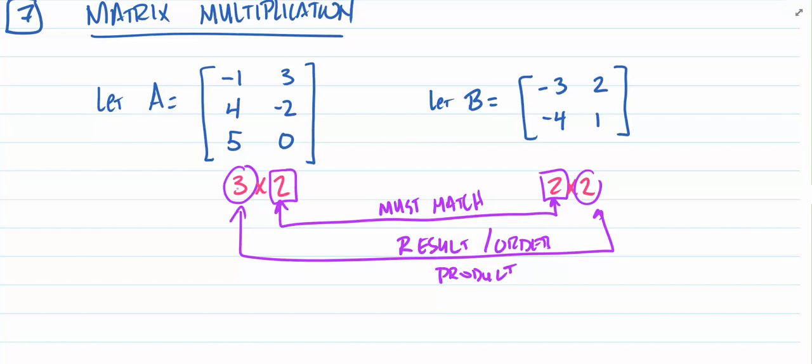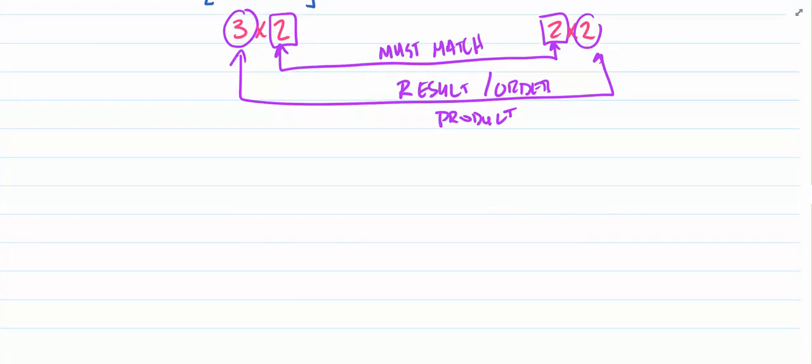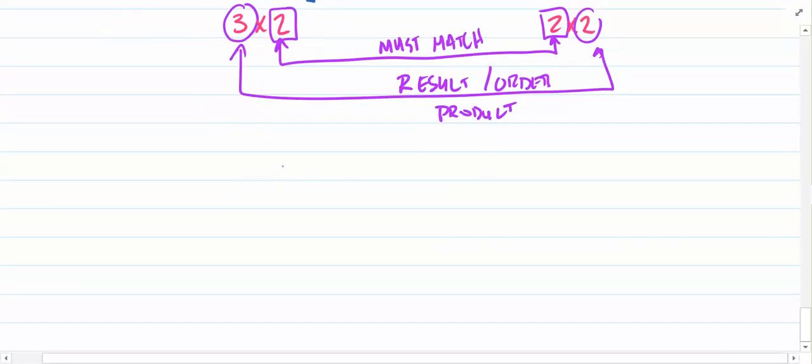Let's say I have a 2 by 3 and a 3 by 5. Can I multiply those? Yes, because the column and row match, and I'll have a 2 by 5 as a result.